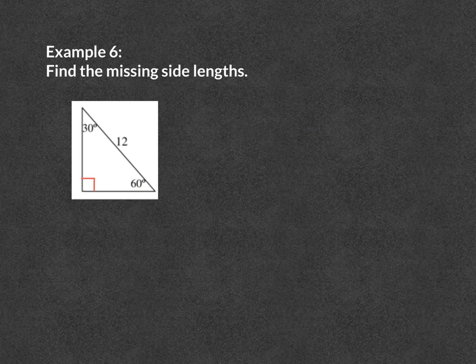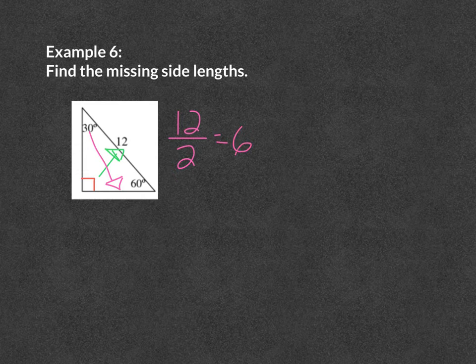Example number 6. Find the missing side lengths. So the side length that I do know is the hypotenuse, which is across from the right angle, and that is 12. In order to go from the hypotenuse to the side opposite the 30-degree angle, all I have to do is take the hypotenuse, which is 12, and divide by 2. So 12 divided by 2 will give me 6.